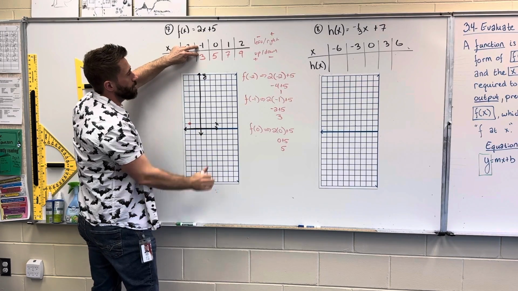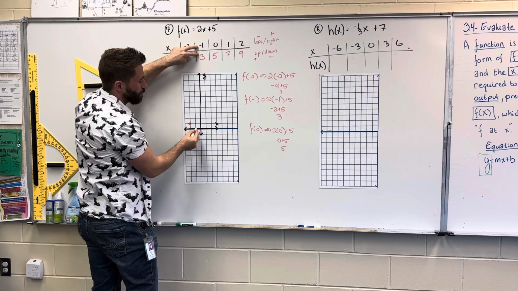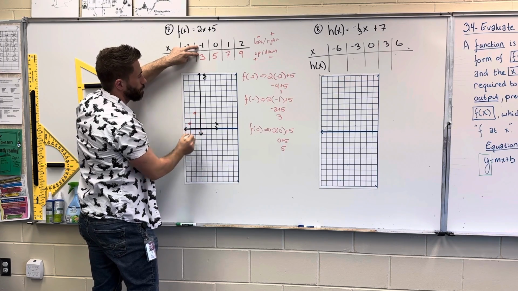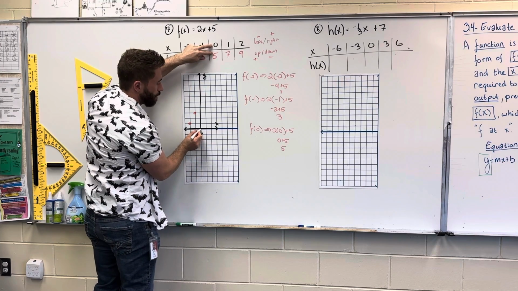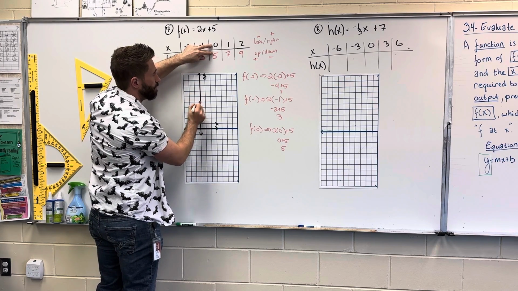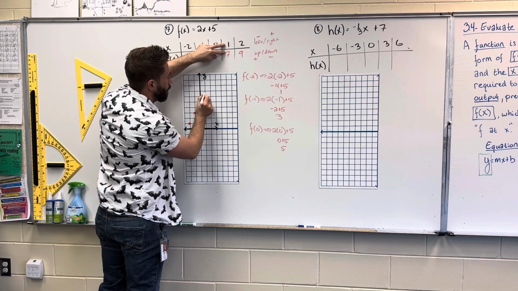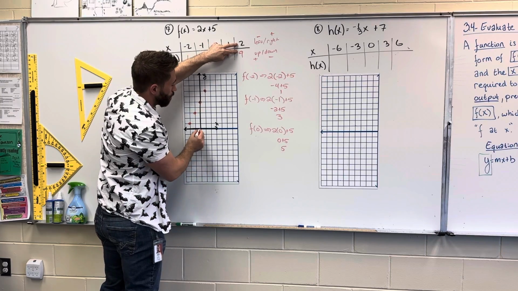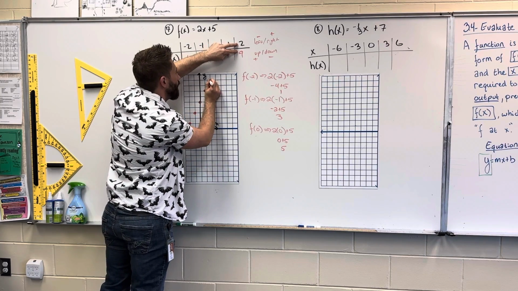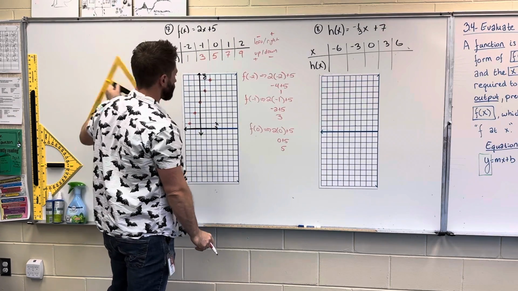My next coordinate tells me left 1, up 3, and I go back to the origin. Left 1, up 3. This one tells me don't go left or right, but go up 5. So I start back at the origin, up 5. Right 1, up 7. So I go back to the origin, right 1, up 7. This one tells me right 2, up 9. So again, I start back at the origin, but I've got all these points right here.